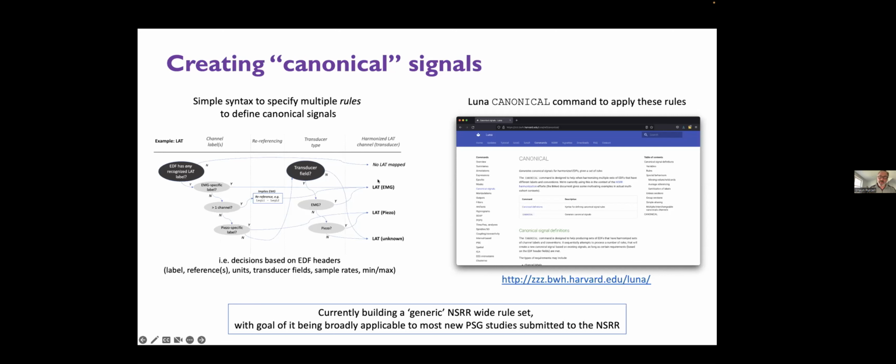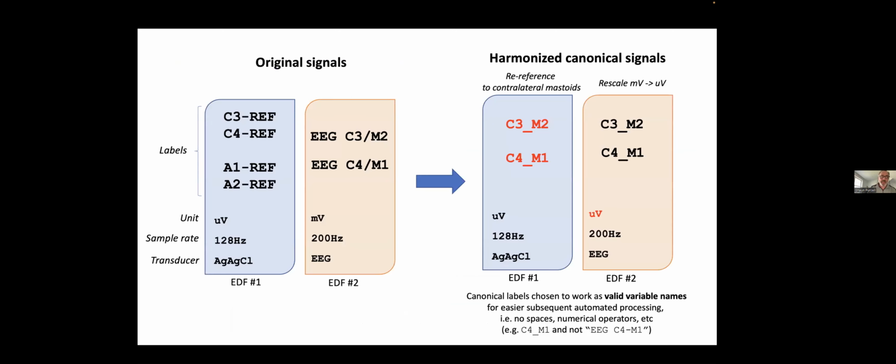So this is one example for the leg EMG. And so then there's tools to do this, to apply this automatically in our context and for others that we built into Luna. So we're currently still in the process of building a generic NSRR-wide rule set, as I said, that would try to work well for all studies, but also be the basis for the N+1th study that we get in, and it will help there.